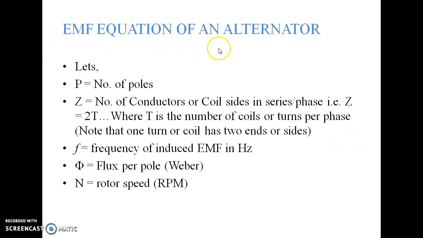Now coming to the derivation of the EMF equation of the alternator. Let P be the number of poles. This is capital P, students. Z, again capital Z, is the number of conductors or coil sides in series per phase. That is Z equal to 2T, where T is the number of coils or turns per phase. Note that one turn or coil has two ends or two sides. So T is the number of turns, Z is the total number of conductors.